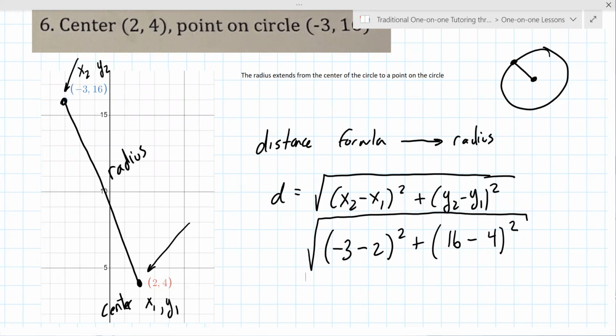Now, do you remember me telling you about the Desmos scientific calculator? I'm going to send you a link to it. I want you to use that link to determine the square root of this. You just enter it exactly the same way you see it: the square root symbol, parentheses, -3 minus 2, close parentheses, squared, plus parentheses, 16 minus 4, close parentheses, squared. Do that and tell me what you come up with.